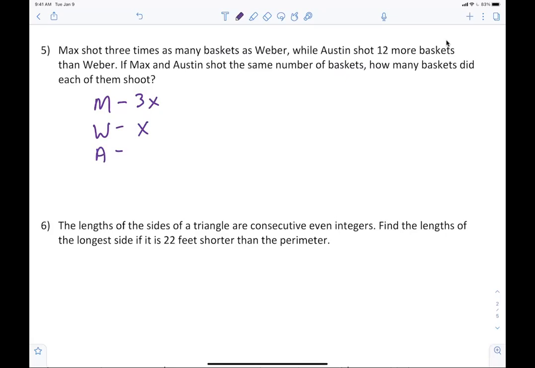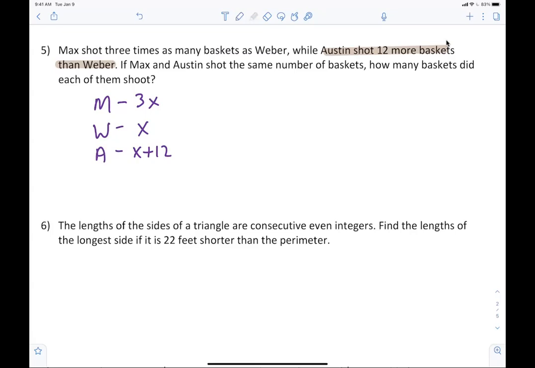Now, again, I don't recommend you writing 3x first. I recommend that you label the person who's unknown x and then the relationship from the other person based off of x. Then it says, Austin shot 12 more than Weber. So Austin would just be what? That wasn't hard. x plus 12. There shouldn't be blank spaces on your paper. Everybody should be able to have done that problem, at least set it up.